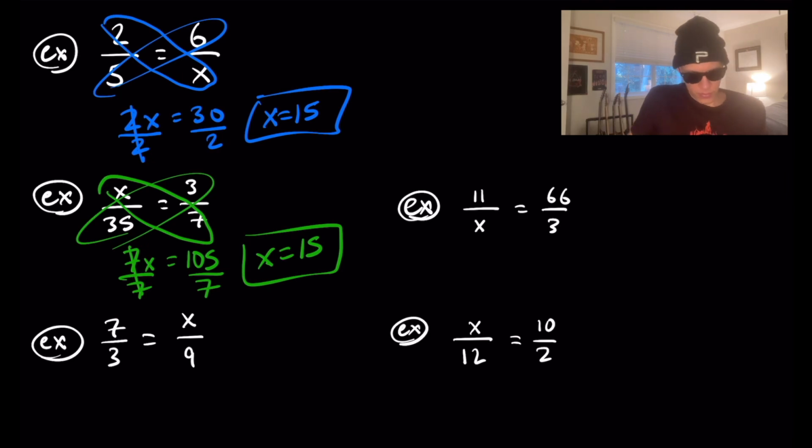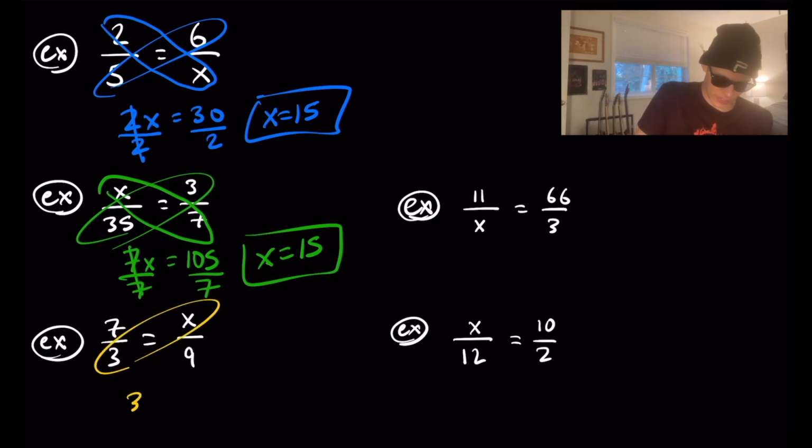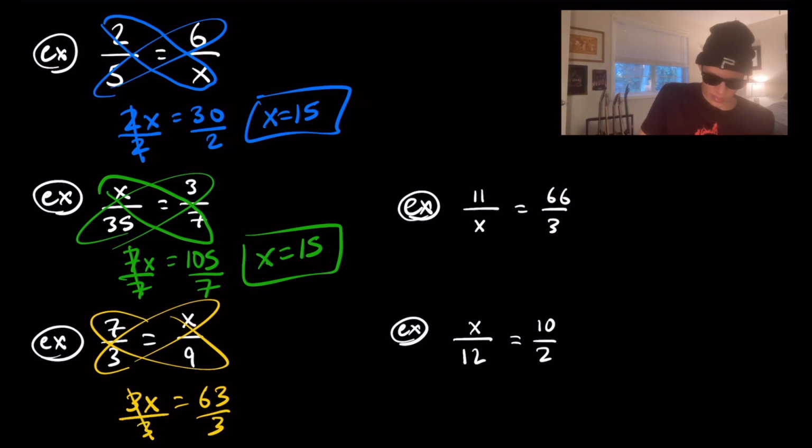All right, 7 over 3 is equal to x over 9. Cross products, 3 times x is 3x. 7 times 9 is 63. So I'll have 3x equal to 63. Divide both sides by 3, get x by itself, and we'll have x is equal to 21.